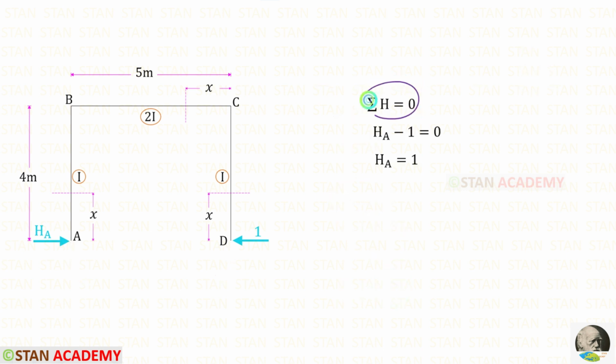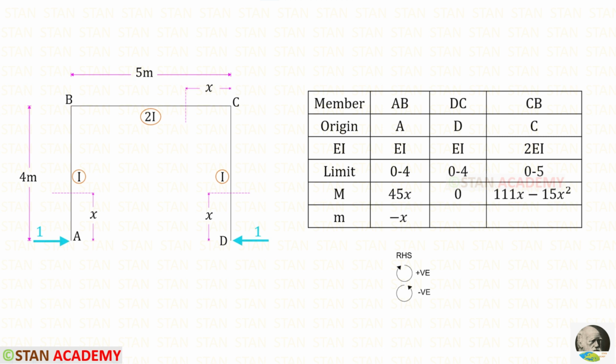By applying this rule, we can find HA. Now let us find the moment M in AP. Up to the section, we have only HA. It is acting in the anticlockwise direction so that it will be negative and the distance is x. Minus 1 into x, it will be minus x.